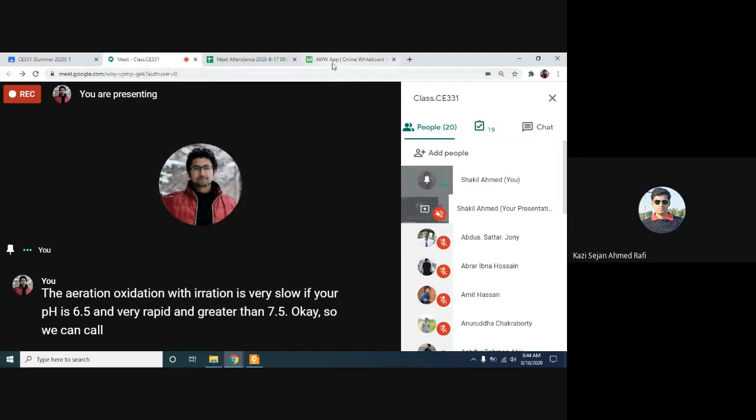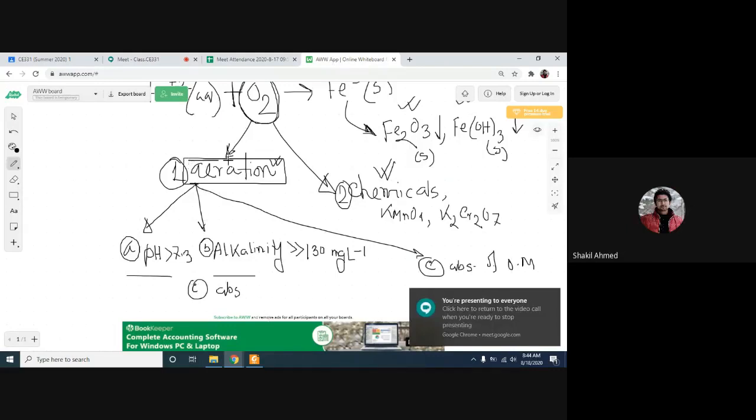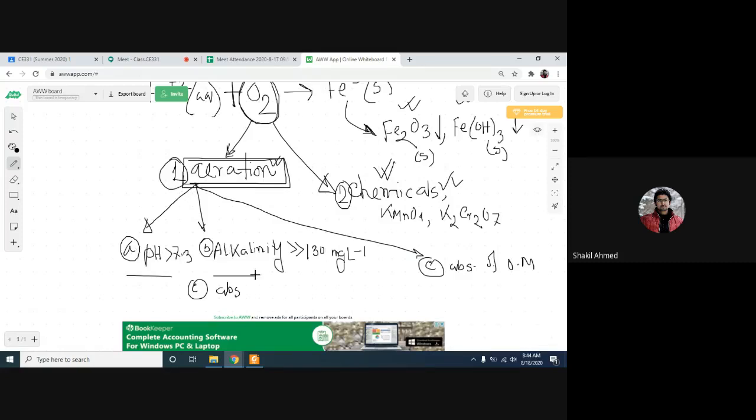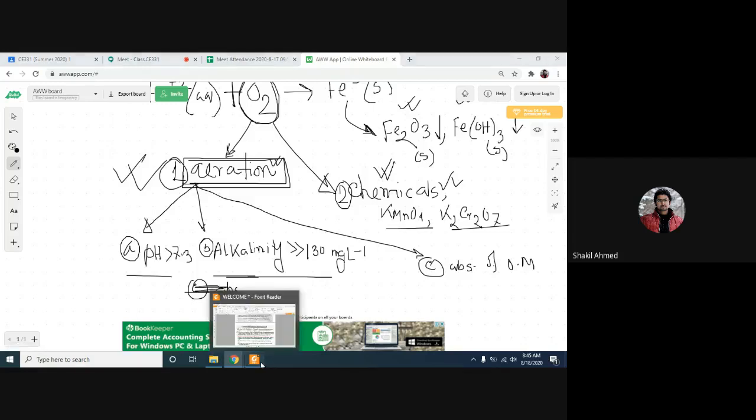Yes, sir. If you want to do it with aeration, you need to meet these criteria. If you use chemical oxidation, then you do not need to maintain them because now you have a strong oxidizing agent, chemicals. But we prefer aeration because it doesn't need any chemicals, therefore it is cheaper, inexpensive. And usually groundwater has high alkalinity, because of the presence of carbonate, calcium carbonate and other minerals.